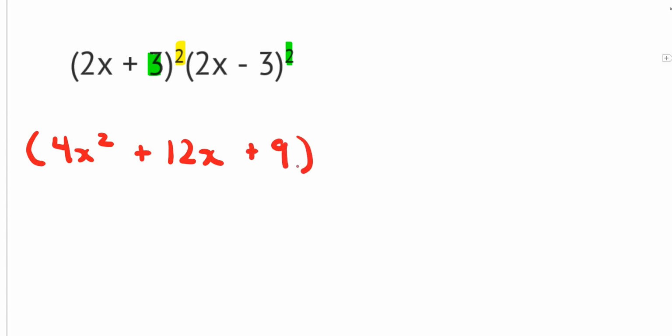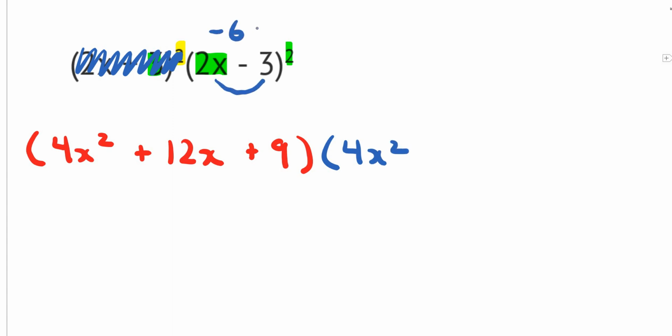All right, so that's how you take care of that first bracket. So basically, this first bracket is done. Let's go ahead and square the second bracket. So if I take my 2x and square that, I get 2x times 2x, which is 4x squared. 2x times negative 3 will be negative 6x, and if I double that by timesing by 2, I get negative 12x.